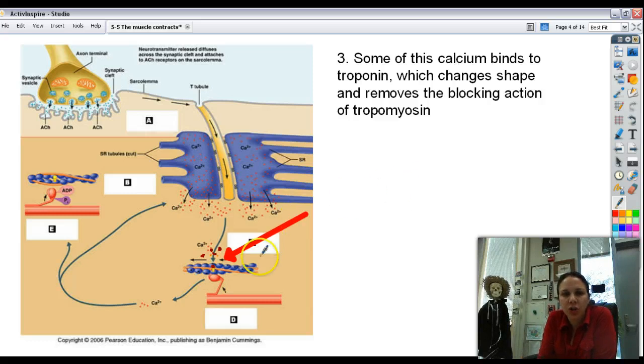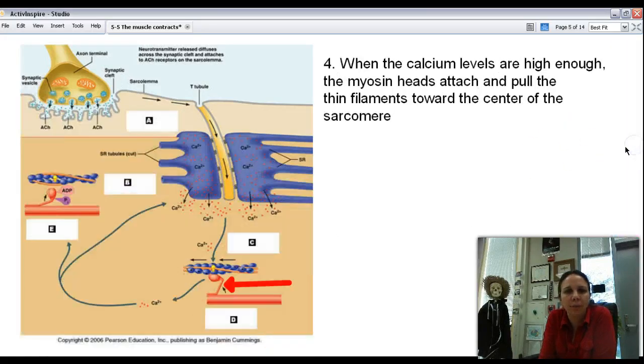So that changes shape, and so this little guy kind of slides down a bit, and that removes the blocking action of the tropomyosin, which is a big long rod down the middle here, which is kind of holding it in place. And so all he's doing is going back and forth like that. Okay? So calcium pops out, finds the troponin, gives itself as a sacrifice to the troponin. Troponin and tropomyosin kind of get out of the way, making room for the myosin to bind onto it.